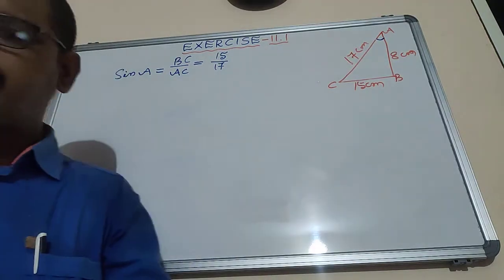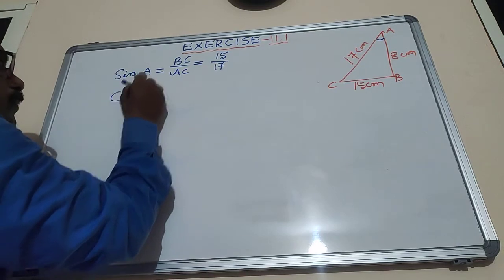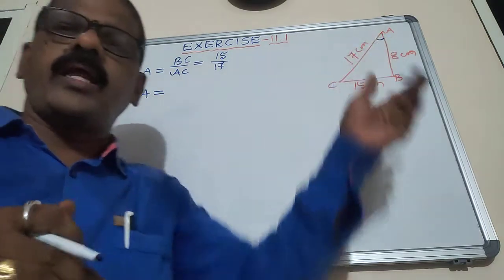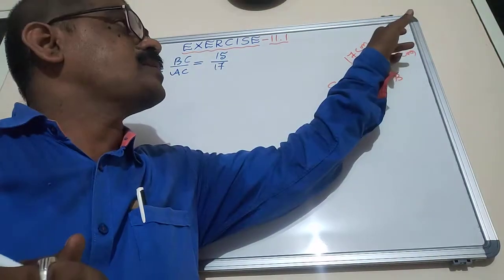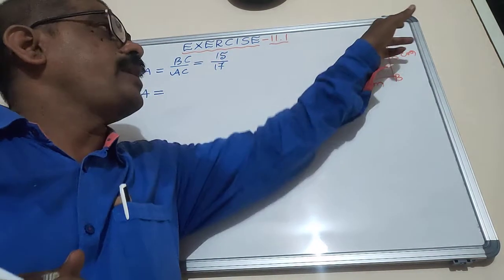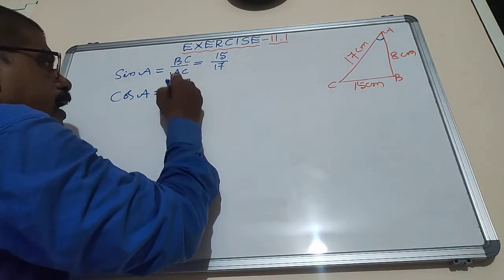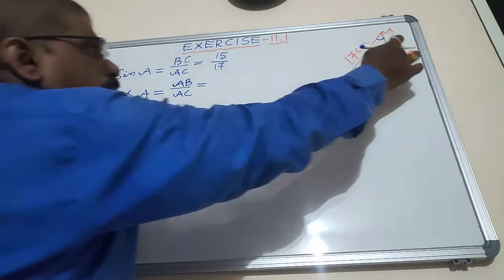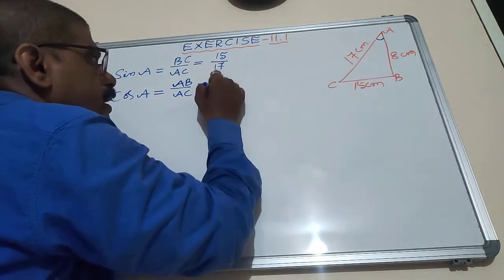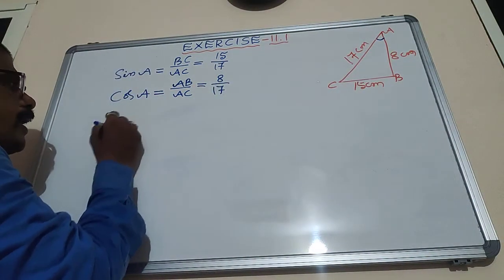The next one you have to find is cos A, at the acute angle A. The definition of cos A is the adjacent side to angle A over the hypotenuse. That is AB by AC. AB's measurement is given to be 8, and AC is 17. Clear all of you?